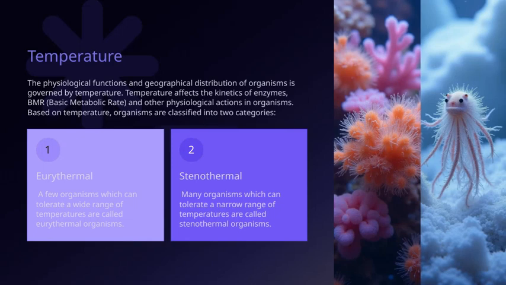Let's talk about how temperature influences organisms. Some organisms, which can only survive within a very narrow temperature range, are called stenothermal organisms. These are quite sensitive to temperature changes and thrive only within specific conditions. On the other hand, there are organisms that can tolerate a much wider range of temperatures. These are known as euthermal organisms. They are more adaptable to different thermal environments.